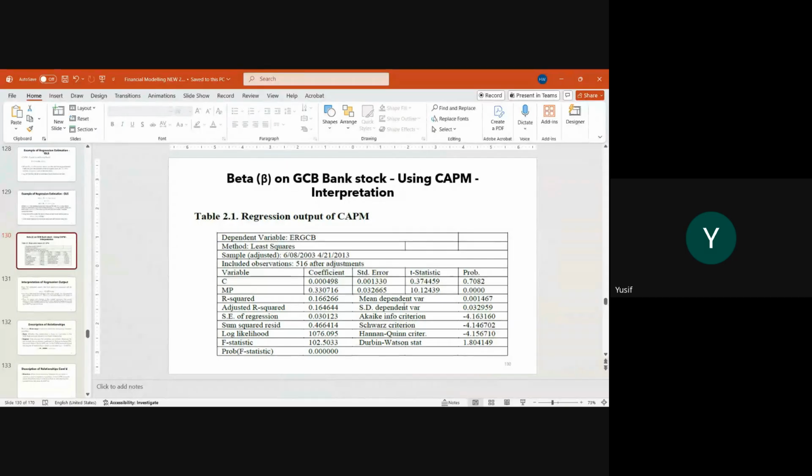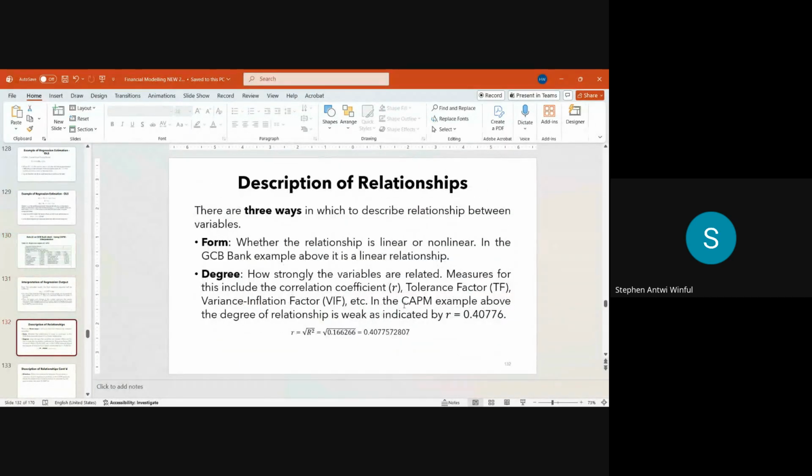So if you want to find the R, then you can take the square root of this R squared. That will give you a corresponding R. Is that okay? In GCB's case, our R will be 0.477 if you took the square root of the R squared, which means that the strength of the relationship between the market premium and the excess return of GCB is 0.4, which is a relatively weak relationship. Is that okay?